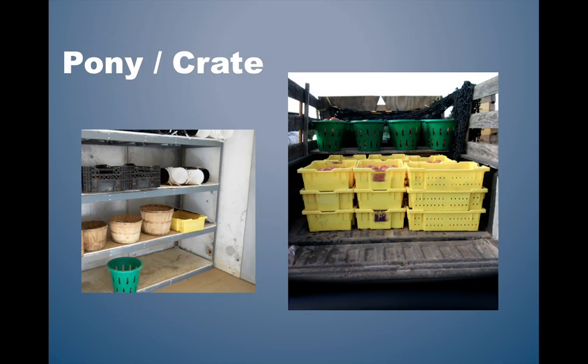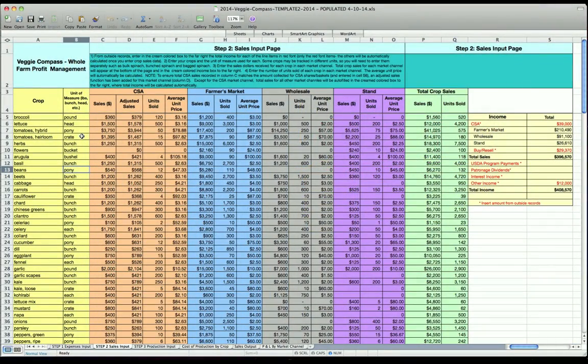On our farm, we still pick and sell some crops using old-fashioned half-bushel pony baskets. We also use black bulb crates for loose greens and bunched vegetables like beets and radishes. As we go through these tutorials, you'll see those names for the units used a lot in my examples.